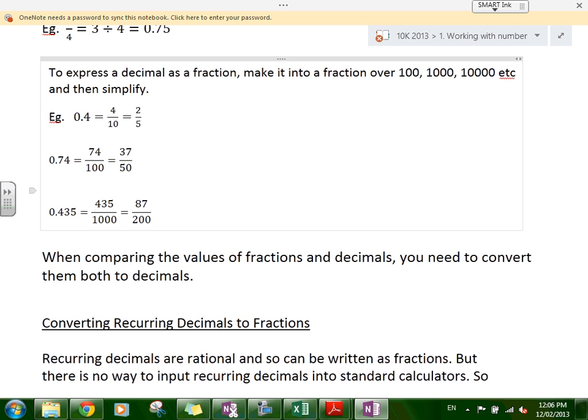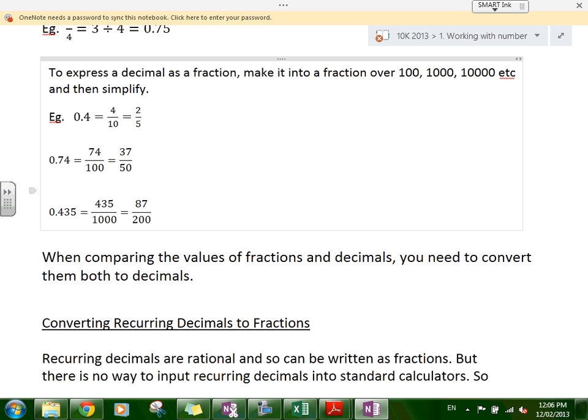You can't handle recurring decimals because we're talking about an infinite number of decimal places, which is quite difficult for this calculator, although they're very good. So we need to do it manually, and we use a simple method using algebra, and then we'll be able to do it.